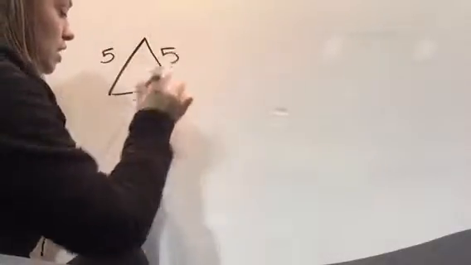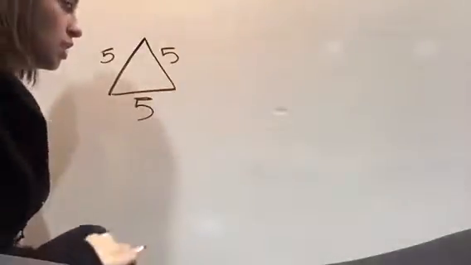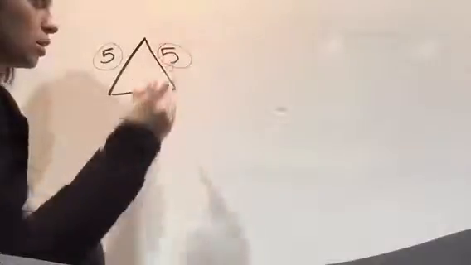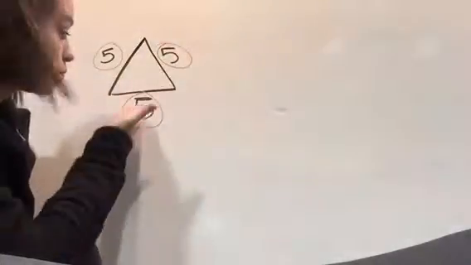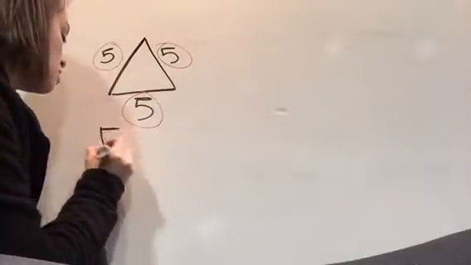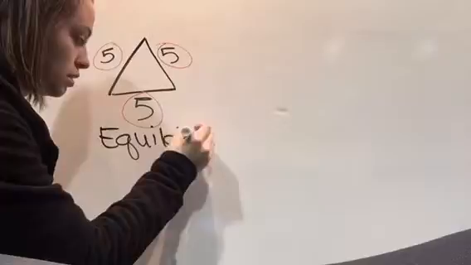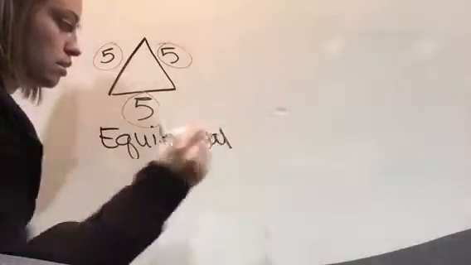And lastly, I want to show you a triangle with the sides 5, 5, and 5. You can see here that all the side lengths are the same. So that means it's going to be an equilateral triangle because all of the sides are the same length.